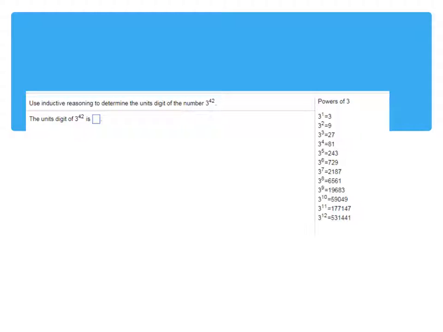Let's look at another problem. It says use inductive reasoning to determine the units digit of the number 3 to the 42nd power. So in this problem, you're going to have a couple of them like this in homework. What they want you to notice is that there's a pattern. 3, 9, 7, 1. Let's write that pattern out.